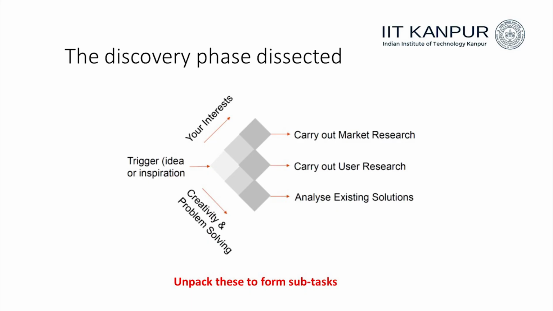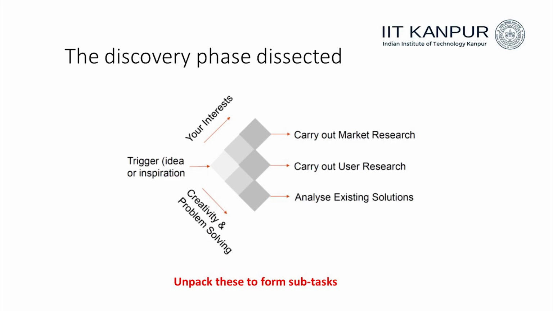So, you start with the trigger, idea or inspiration, okay, and then you use your interests, your creativity and problem solving approach in carrying out market research, user research, and analyzing existing solutions. So, this is a simplistic way of putting it, okay. You carry out market research, user research, and analyze your existing solutions, and that is how you come to the unstructured research findings.